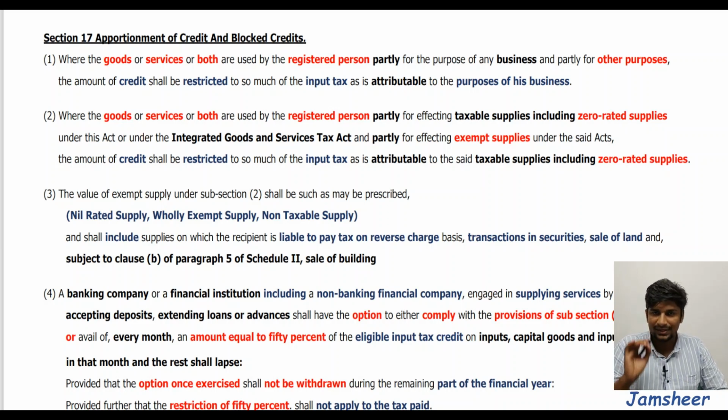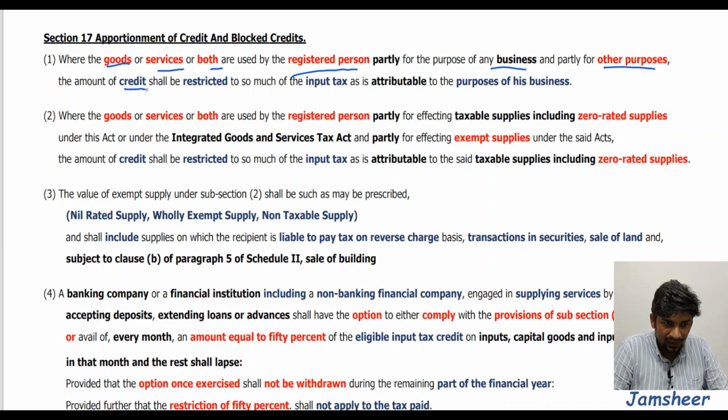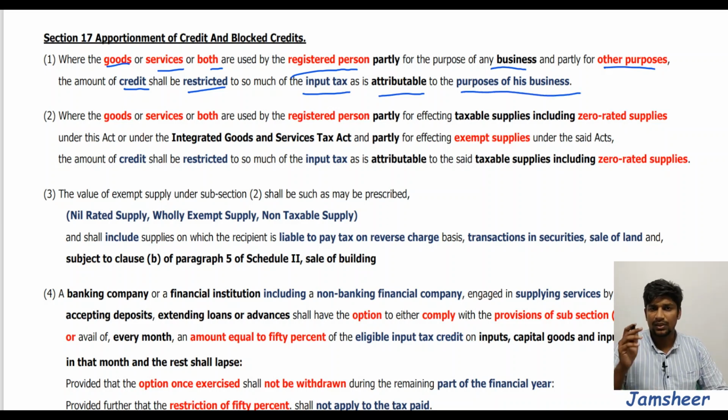Subsection 1 of Section 17 talks about where goods or services or both are used by the registered person partly for the purpose of business and partly for other purposes, then input tax credit shall be restricted to so much of the input tax as is attributable to the purpose of his business. So if the person is using the goods or services or both for the purpose of business and any other purpose, then input tax credit is restricted to so much of the input tax as is attributable to the purpose of his business.